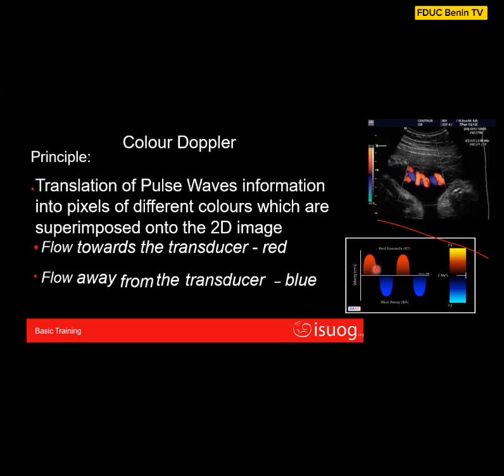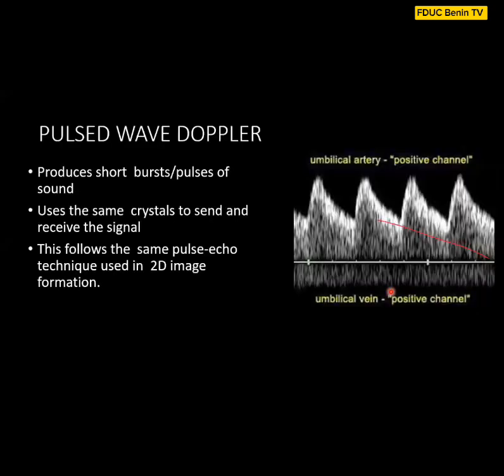Structures above the scale, above the line, are displayed as red. That means the flow is towards the transducer. When you see red, it means flow towards the transducer. And when you see blue, it's flow away from the transducer. The one below the scale, below the line, is the flow away from the transducer.